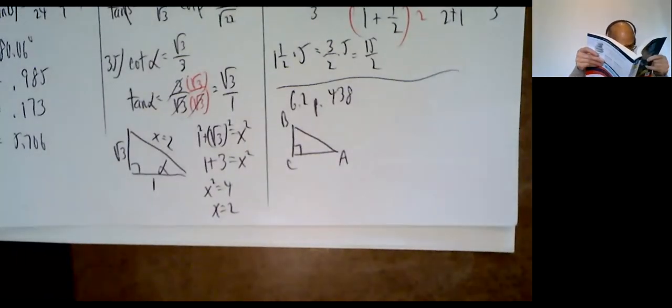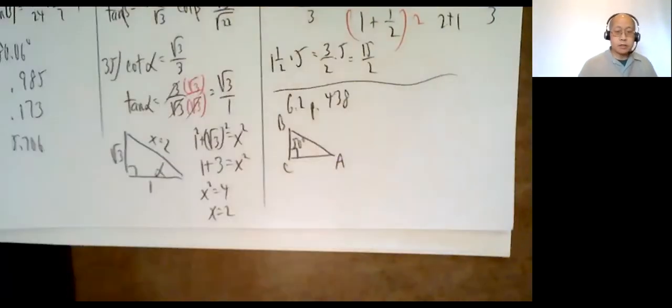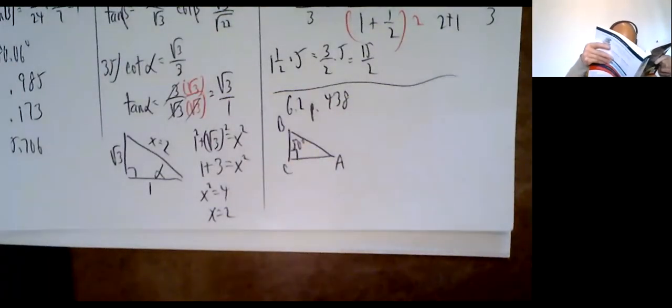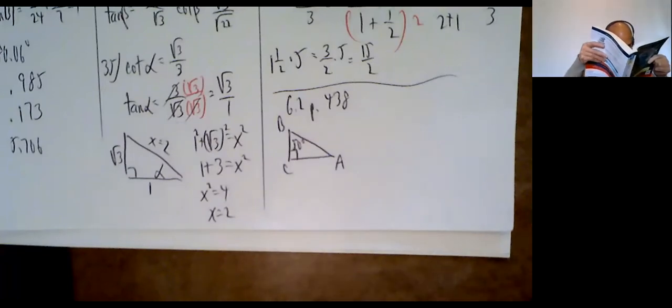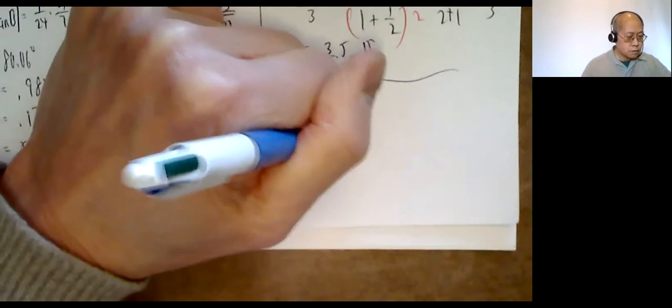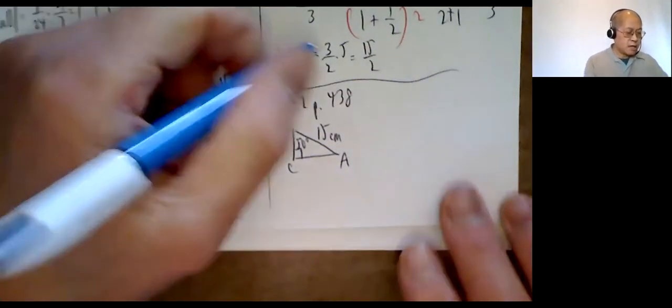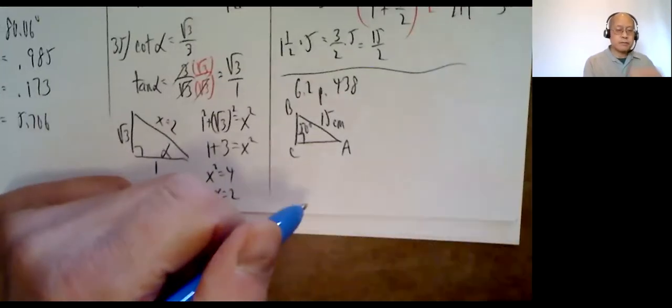Okay, so how about I'll show you number 5. Angle B is 50 degrees. AB is 15 centimeters. Find BC and AC. Okay, makes sense.